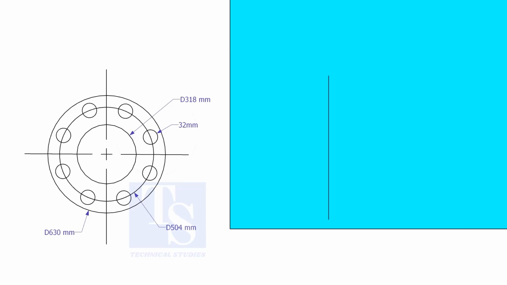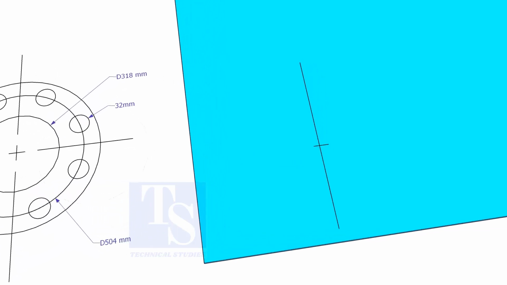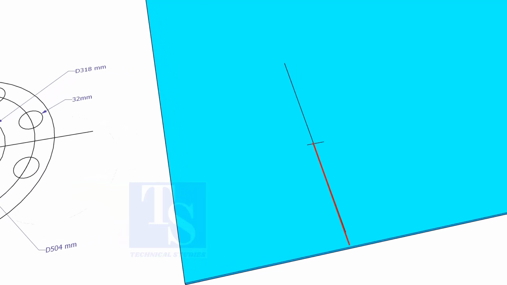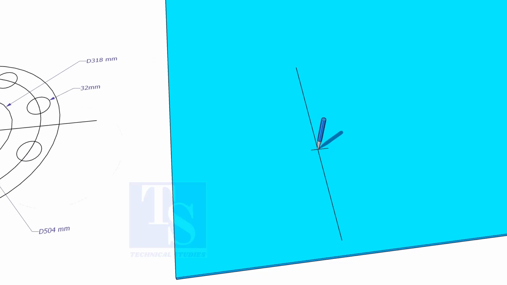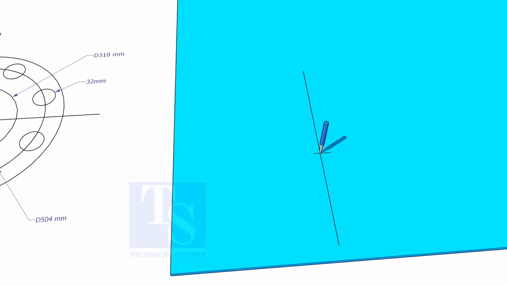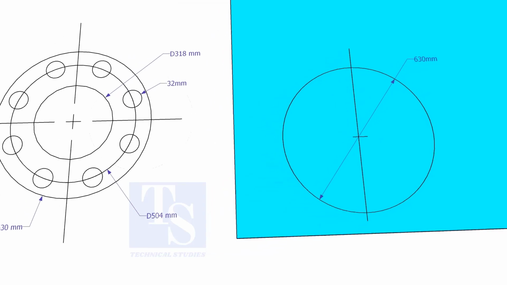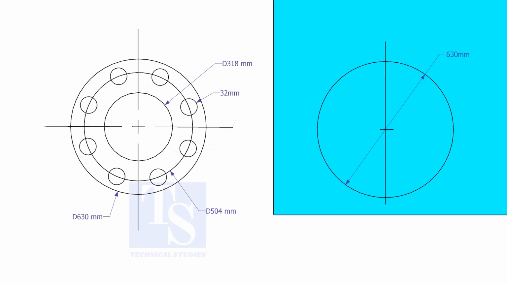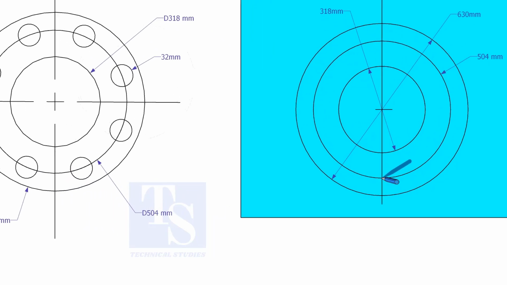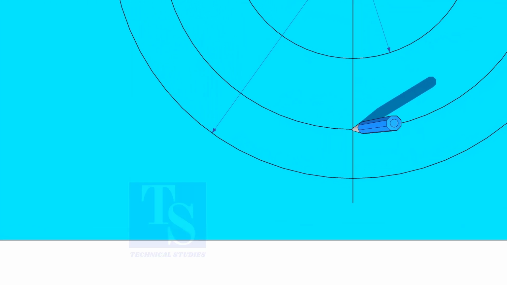Draw a line 10 mm more than the half OD of the flange from the edge of the plate. Cut this line, marking half OD plus 10 mm. Punch mark this center. Draw the OD and the ID circles. Draw the PCD. Punch mark where the PCD circle cuts the center line.